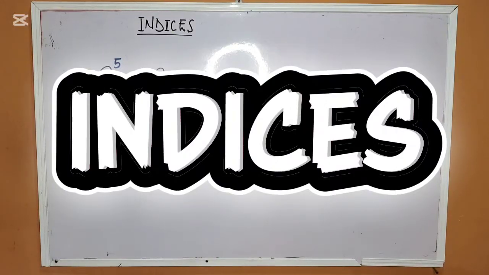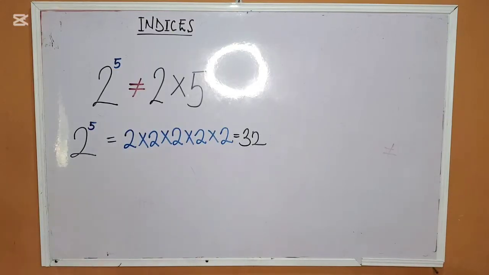Look at 2 raised to the power of 5. It doesn't mean 2 times 5. This little number, the index or power, 5, tells the big number, the base, 2, to multiply itself repeatedly.